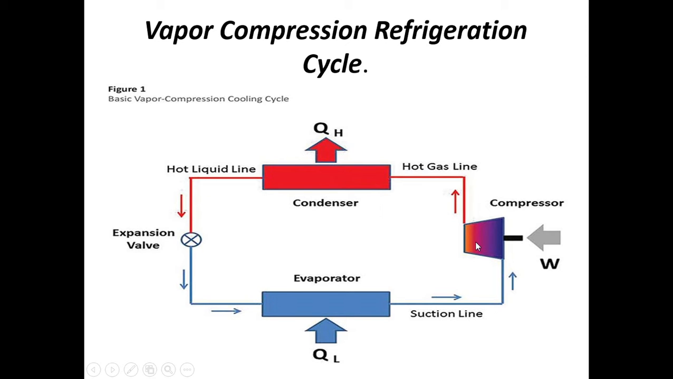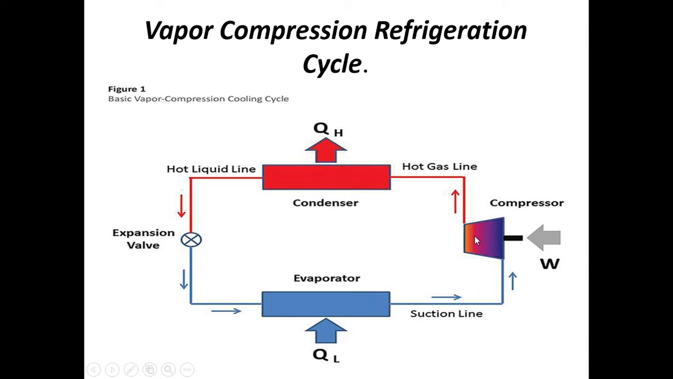What is the function of the compressor? The compressor is the device which maintains a higher pressure on the condenser side and a lower pressure on the evaporator side with the help of an expansion valve. So the compressor and expansion valve together maintain a higher pressure on the condenser side and a lower pressure on the evaporator side.